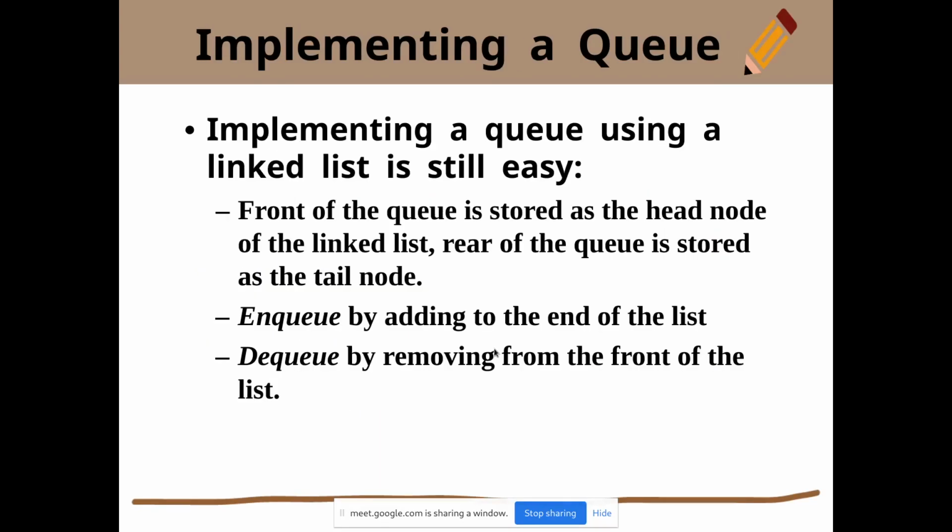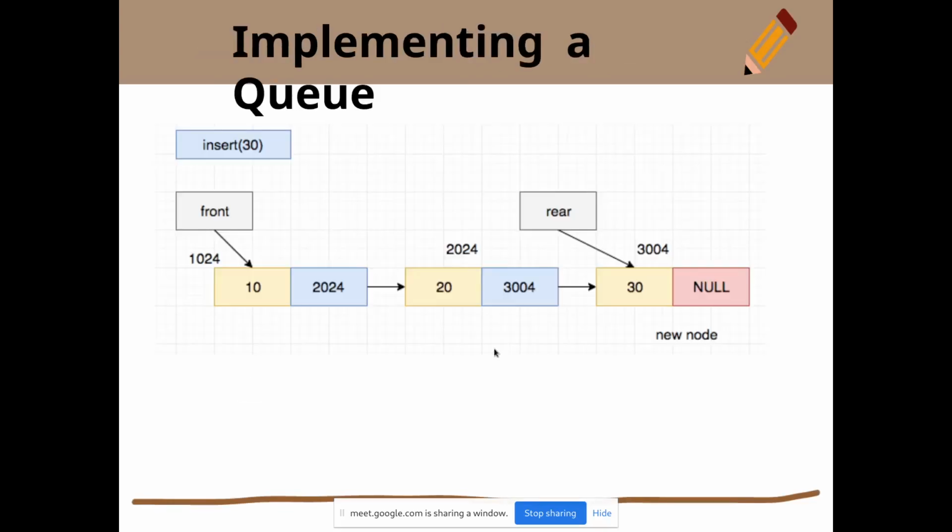Using a linked list is also simpler than an array, because we can keep a pointer to the first element and a pointer to the last element. Suppose I want to insert 30. Since it is a queue, the 30 will get inserted from the back side, right? So the rear pointer will shift to this 30, and the next pointer of the previous last node will point to this 30. In this way it gets inserted.